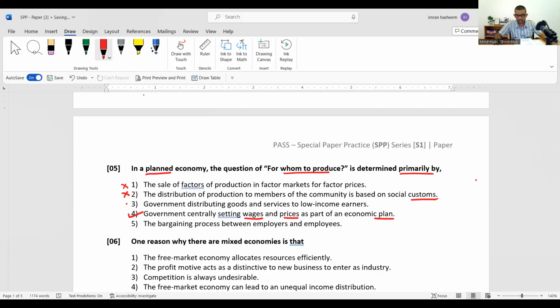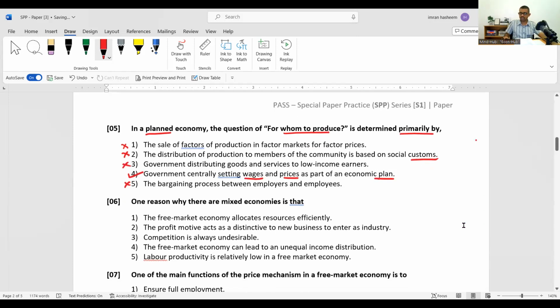Number 5, the bargaining process between employer and employees. That negotiation is connected with deciding wages in a market economic system. So we have eliminated the answers and end up with the 4th answer as the correct answer. Any clarifications, please ask. Question 6.